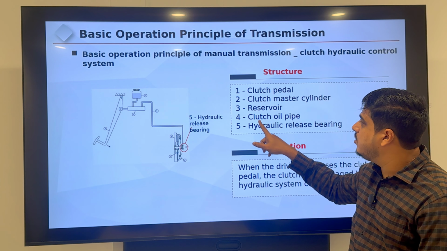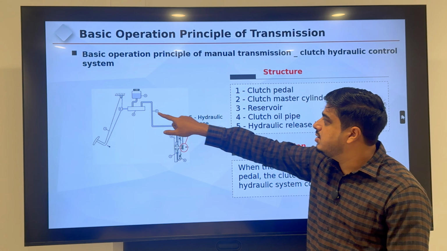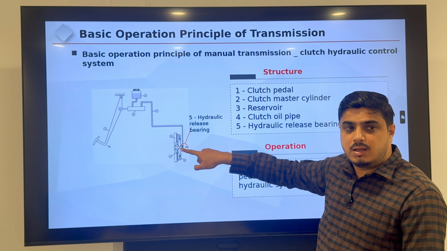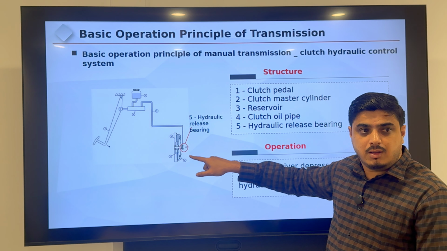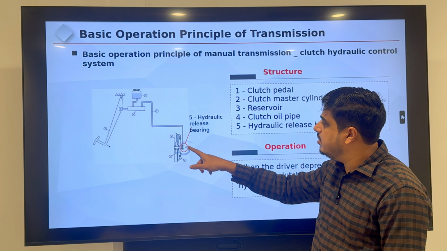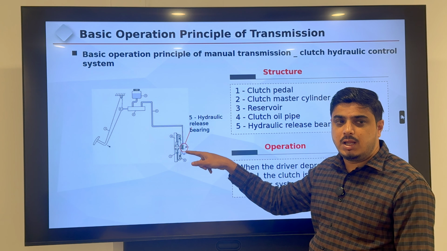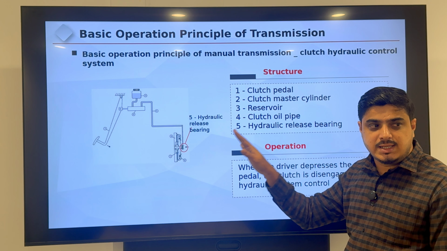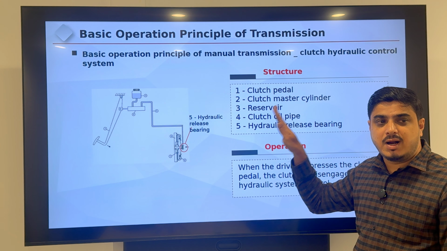Fourth one, the clutch oil pipe. This is the pipe from the master cylinder until the clutch release bearing, the hydraulic release bearing. The fifth one is the hydraulic release bearing. This is the release bearing. The pipe is connected until here, which controls the clutch engage and disengage with the help of hydraulic pressure.